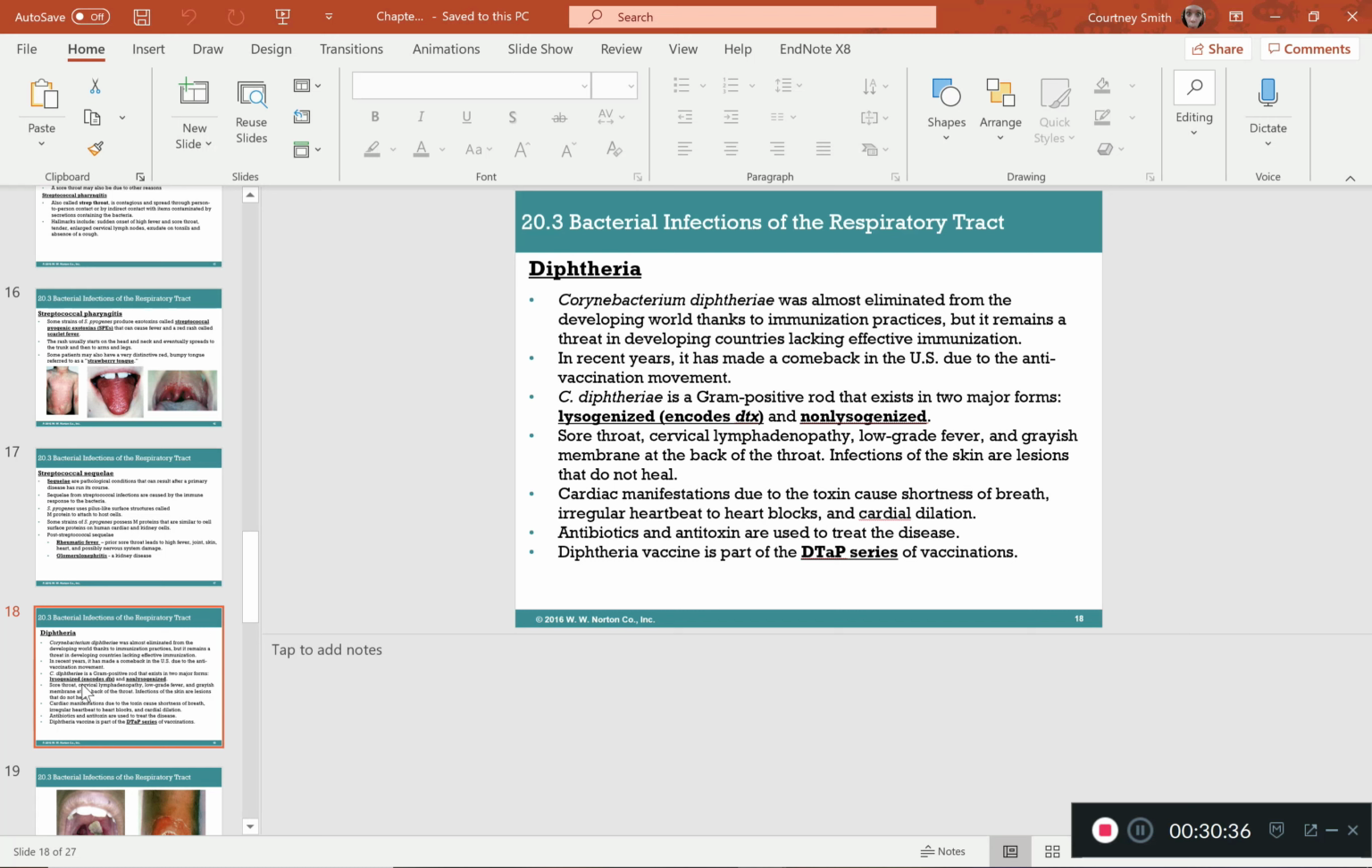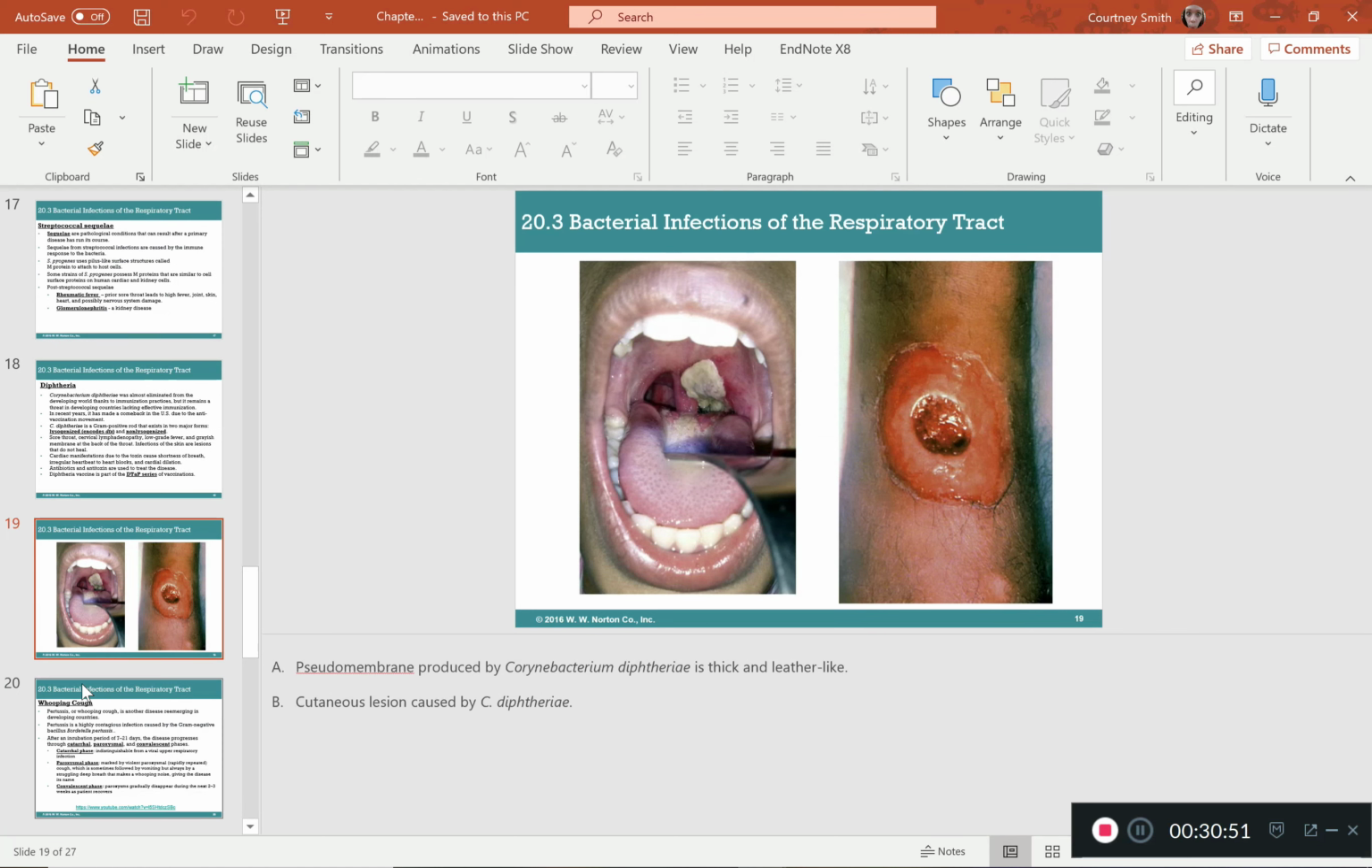But in order to treat diphtheria, you give antibiotics to actually treat the bacteria, and then if you have a toxin being produced, a toxin-producing strain, then you need to give them antitoxin. So here's the membrane that I was talking about, that white-gray membrane that forms on the back of your throat. And then there's a skin lesion that won't heal, but it will heal after the infection is controlled.